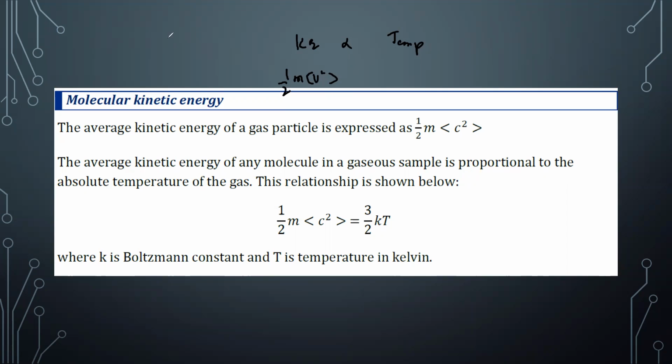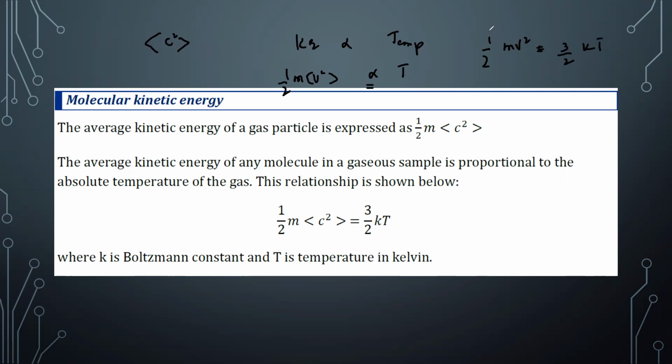So that is the average. This is a sign which we use for average. So this is the average speed square, or root mean square speed square. So it is proportional to temperature. Whenever we replace the proportionality sign, we replace it with equal to and a constant. So what is the constant here? When we solve this, we will find it is 3 by 2 kT, where k is the Boltzmann constant, which has a fixed value, and 3 by 2 is also constant. So we can simply say that half mv square is equal to 3 by 2 kT.